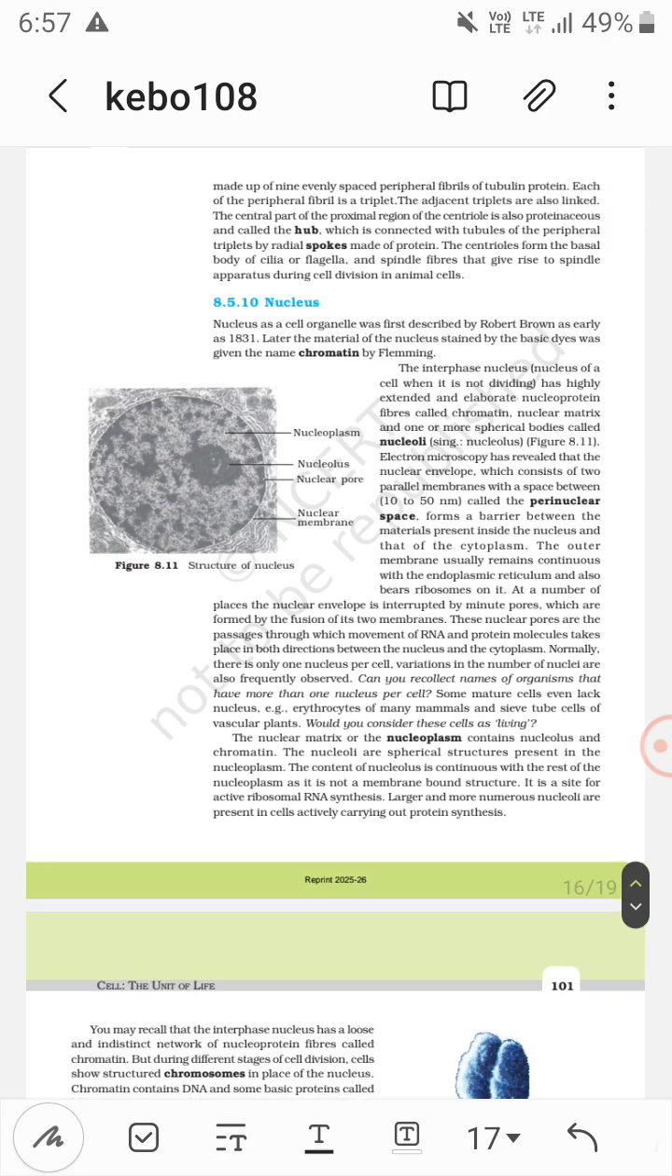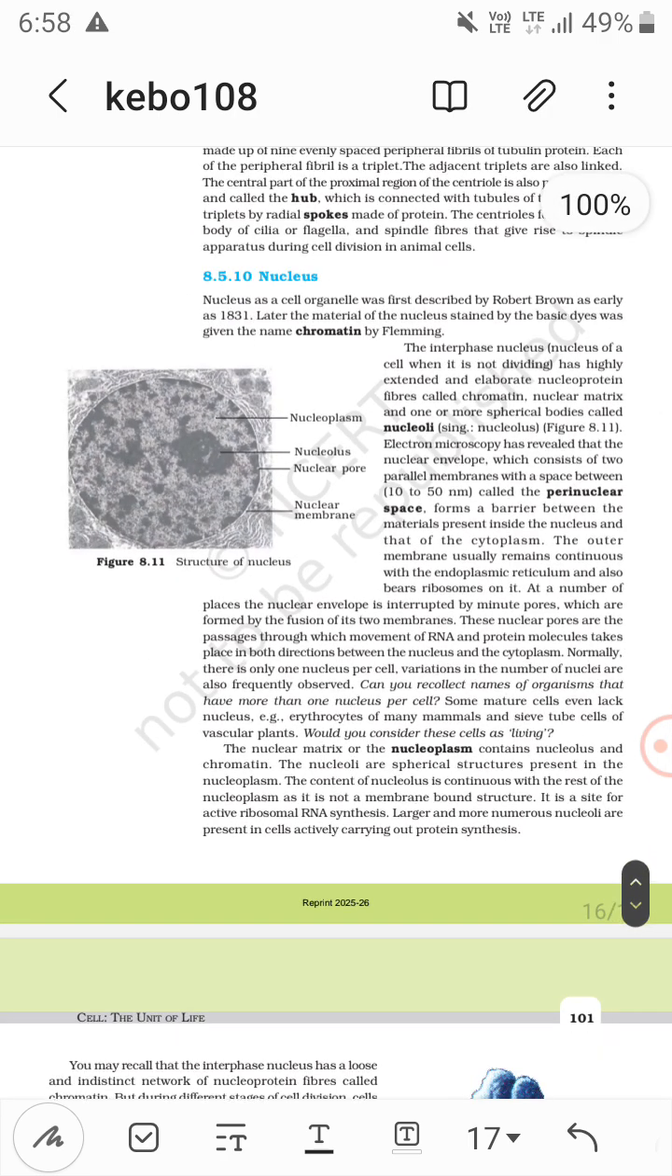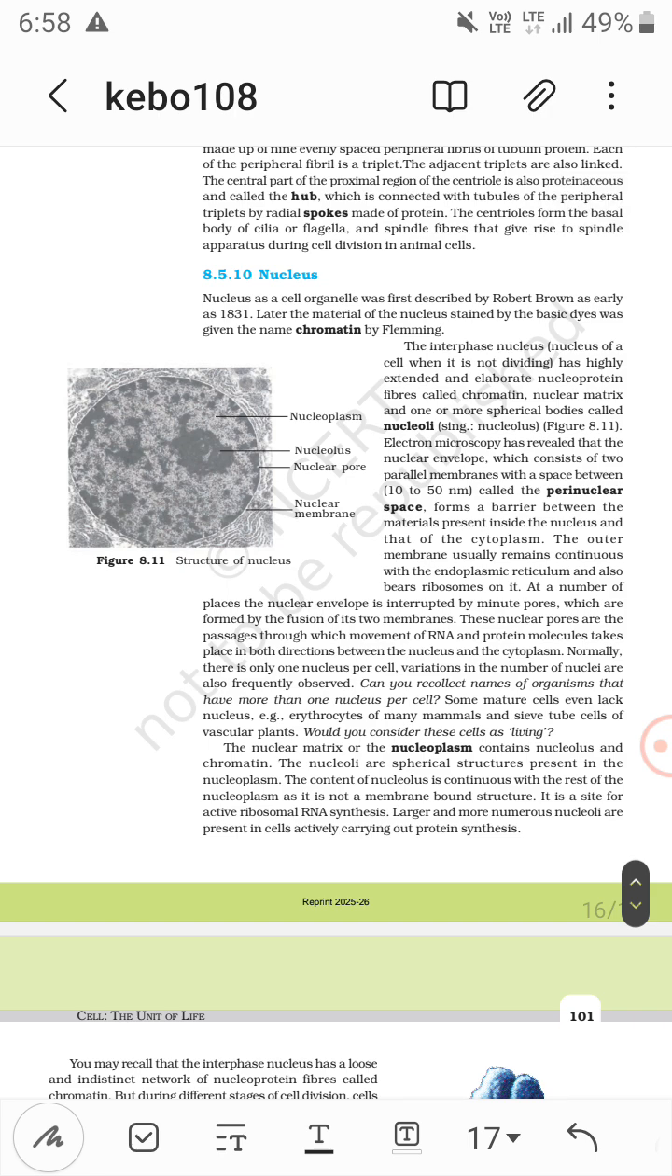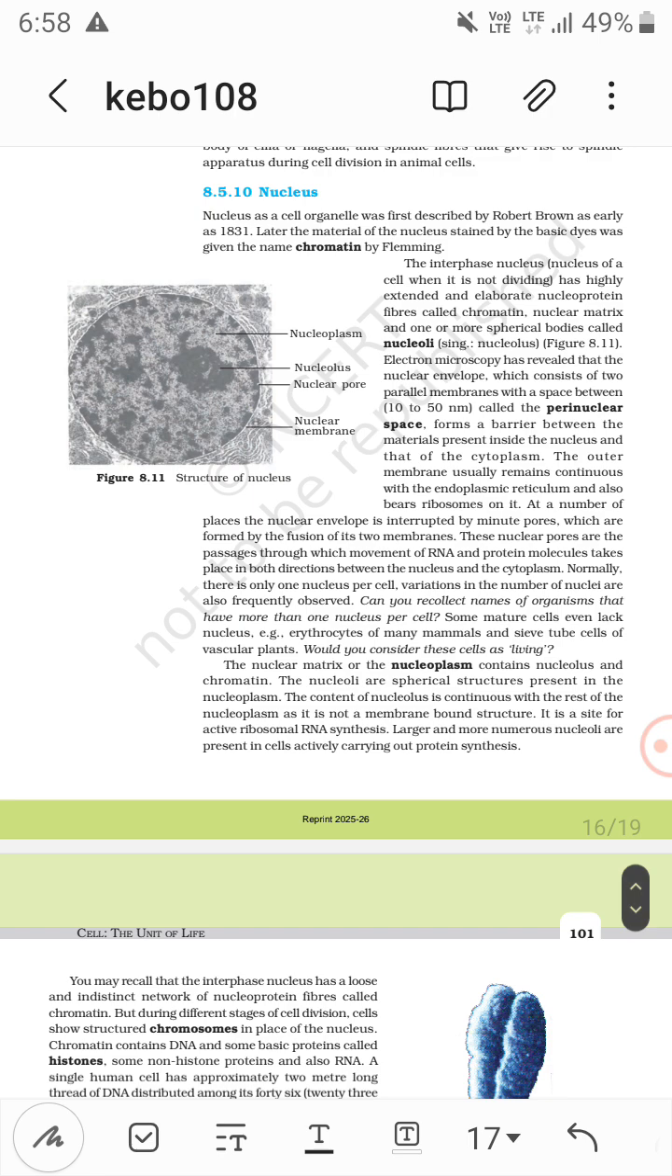Now you see there is the nucleus. Now what does the nucleus have? So the nucleus has the nuclear envelope. It is double layered, and it has nuclear pores, and then inside it has the nucleolus. There is active ribosomal RNA synthesis, and it is non-membranous.